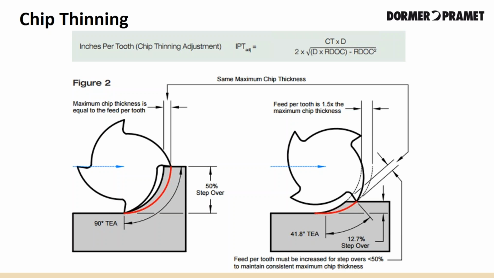For the chip thickness, we can use the value of IPT at the recommended value at 50% step over, as you see here on the left-hand side of the picture. This formula will give you an adjusted feed rate in order to maintain a constant maximum chip thickness. As you can see in the picture on the right, our step over is less than 50%, or basically at 12.7, as you can see here in the arrows. But the formula allows for increased IPT, thus giving us the same maximum chip thickness.